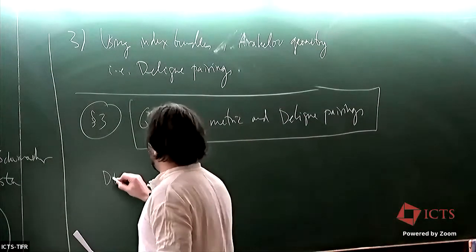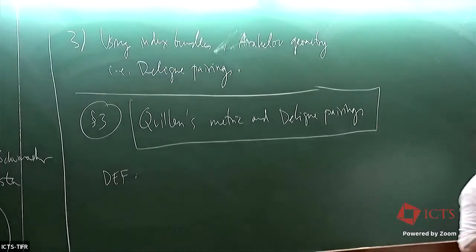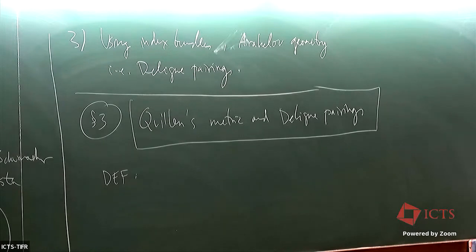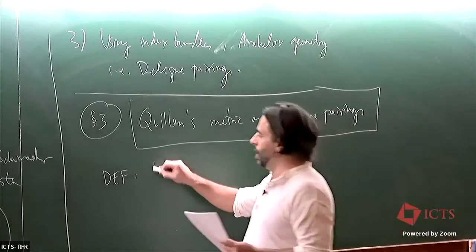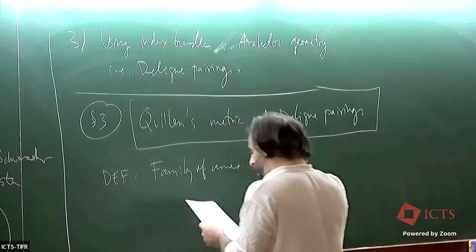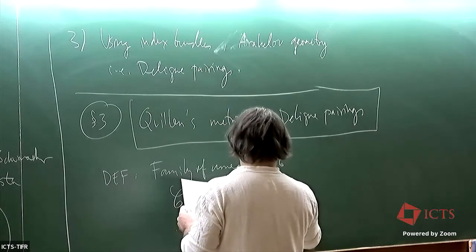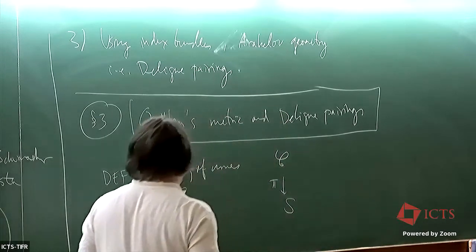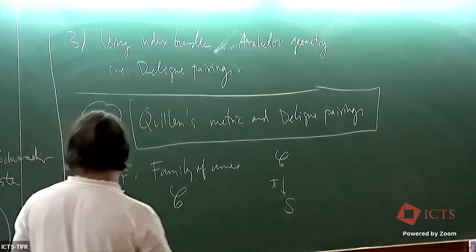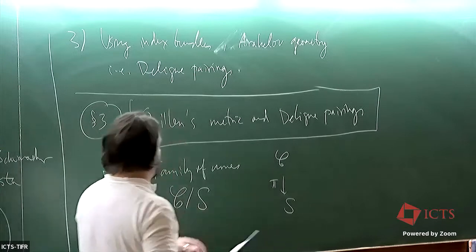So I start with the following definition, which looks very naive, but this is really everything. It's the main stage where everything is going to be placed. It's a family of curves. It's a map between complex manifolds. Usually I write it like this: this is the total space, and this is the base.